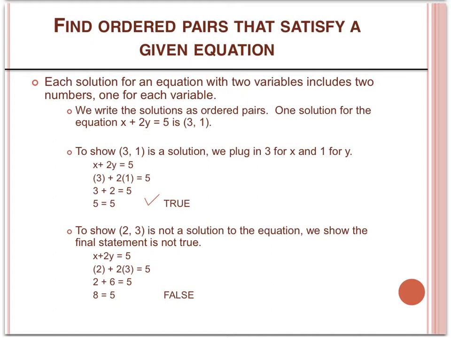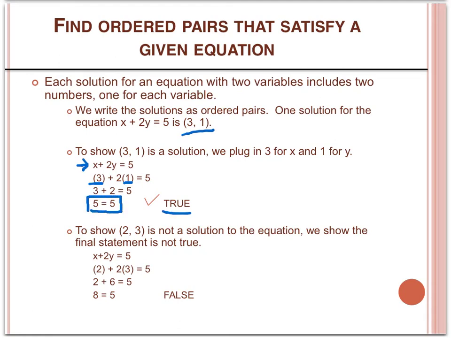So for example, if we're given that (3, 1) is a solution to x + 2y = 5, to show it's a solution, we plug in 3 for every x and 1 for the y. To begin, we start with the equation. We plug 3 in for the x and 1 in for the y. When simplified, we have 3 + 2 = 5, and 5 does equal 5.